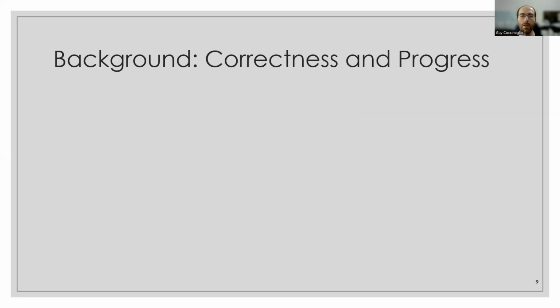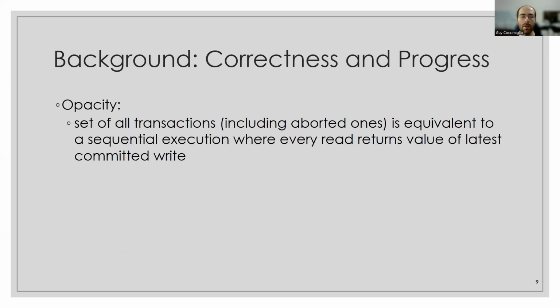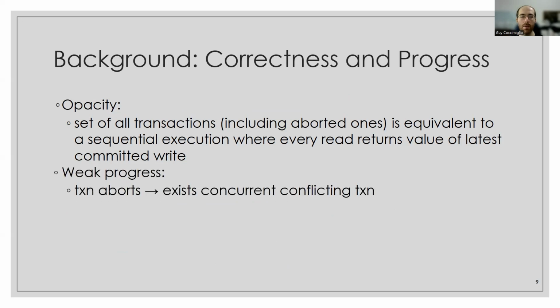A bit more background for correctness and progress in TM. The default correctness condition in TM is opacity, which says that if we have a set of all transactions, including aborted ones, it must be equivalent to a sequential execution where every read returns the value of the latest committed write. For progress, we have weak progress, which says that if we have some transactions that are aborting, then there must exist a concurrent conflicting transaction. And this means that if we have n conflicting transactions, then possibly all n of them are aborted.